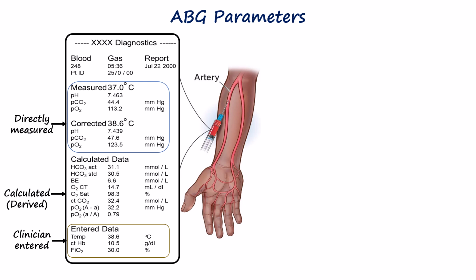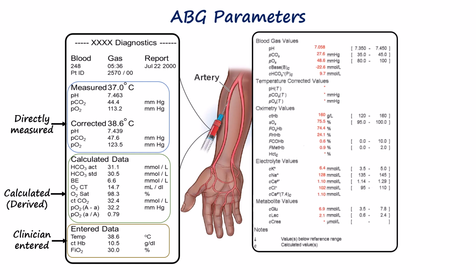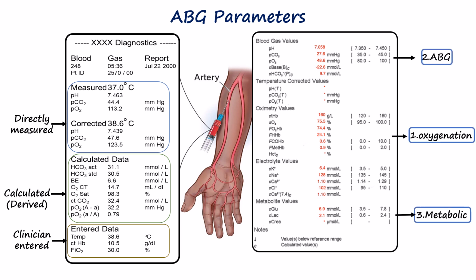Other important parameters like bicarbonate, base excess, oxygen saturation and anion gap are calculated by the analyzer using formulas and the measured values. Modern advanced analyzers can also directly measure additional metabolic markers like lactate and creatinine. The combination of these 3 data types allows for comprehensive assessment of a patient's oxygenation, acid-base status, and metabolic condition. In this video, we will be focusing on the oxygenation part.